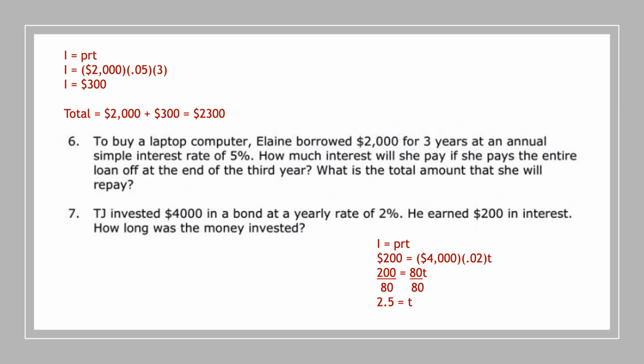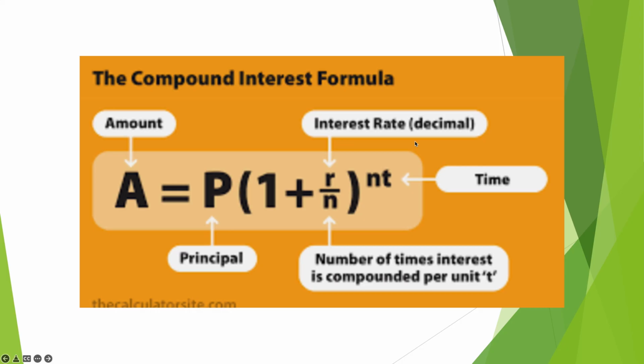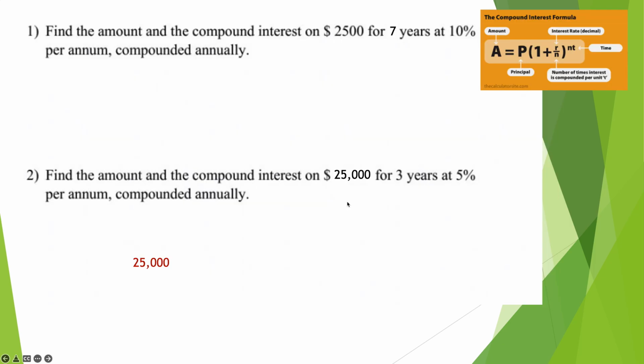It's not the only kind of interest we learned about. We also learned about compound interest. And most of the time, it's compounded annually, so n works out to be 1. But sometimes it's compounded monthly, so that would be 12 times per year, and sometimes quarterly, which would be 4 times per year. Okay, here are 2 questions for you to do. Go ahead, give it a shot.